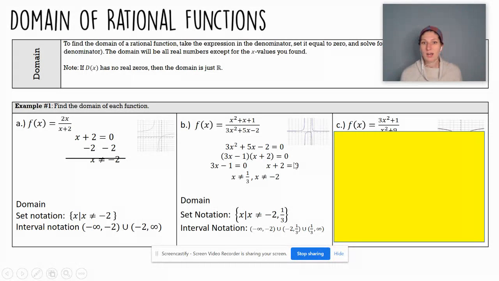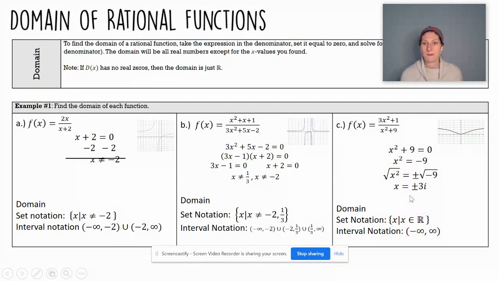The last one, part C, if I take the denominator and set it equal to 0, it is a quadratic, so you might investigate if it's factorable. It's not factorable. You can solve it using square roots. So if I get the x squared by itself, I would subtract 9, take the square root of both sides, and that special note up here, if it has no real zeros, then your domain is all real numbers.